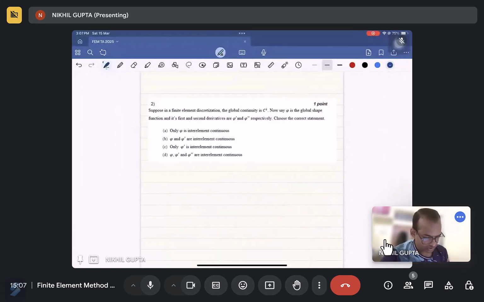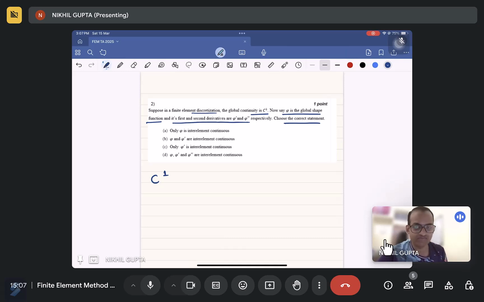The second question says, suppose in a finite element discretization, the global continuity is C1. Say phi is the global shape function and its first and second derivatives are shown like this. We have to choose the correct statement. It says that the function is C1 continuous. So did anyone remember what C1 functions are?